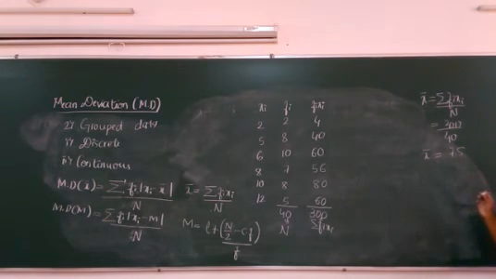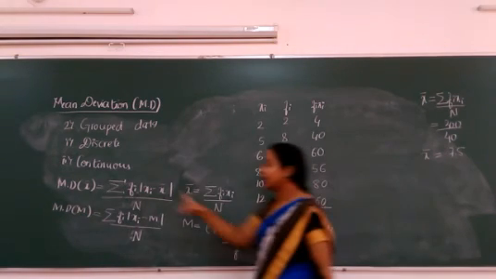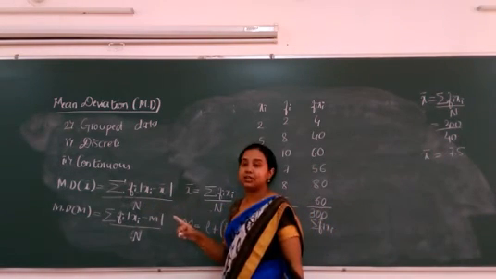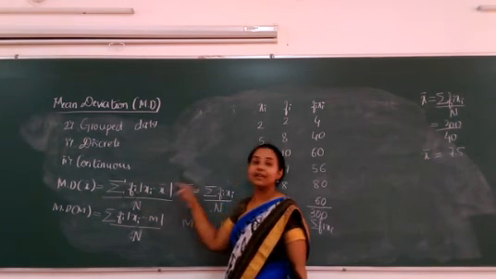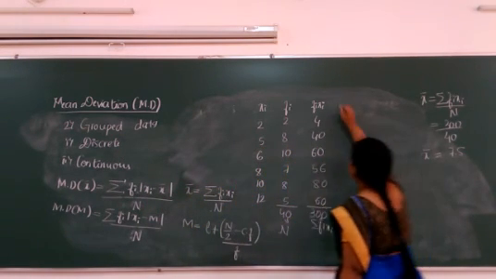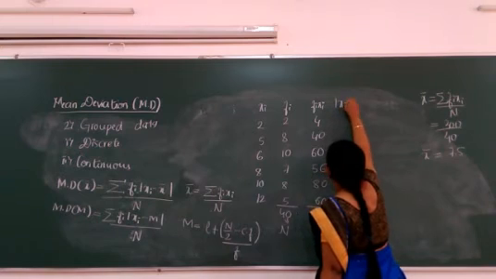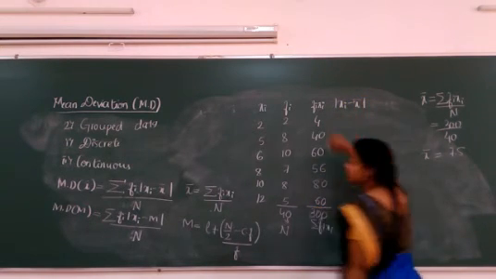Now this part is over. After that, what is our next step? We need to calculate the deviation. Because now we calculated x bar, let us calculate modulus of xi minus x bar. So our next column will be modulus of xi minus x bar.